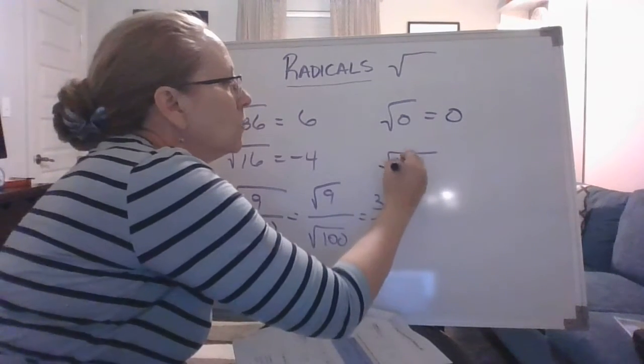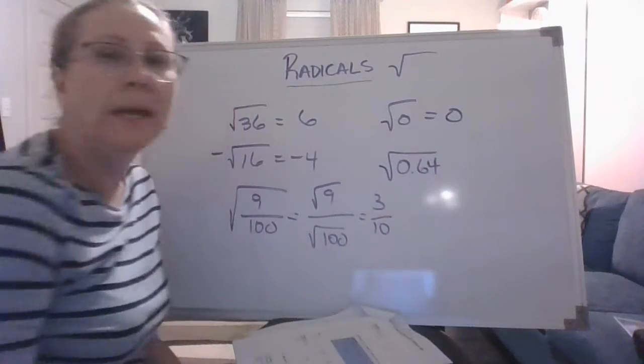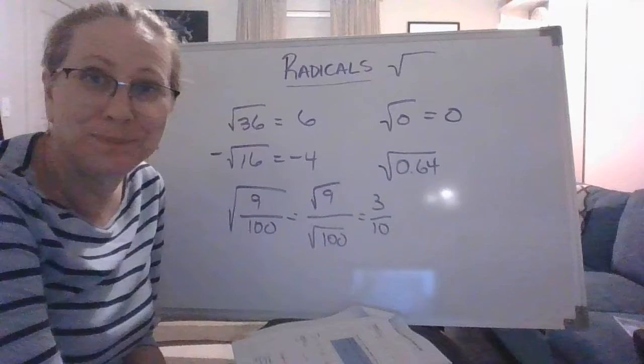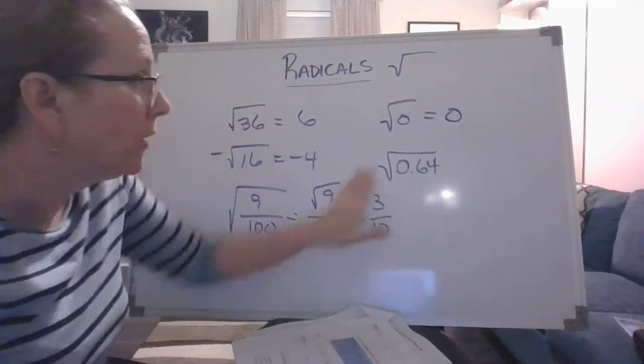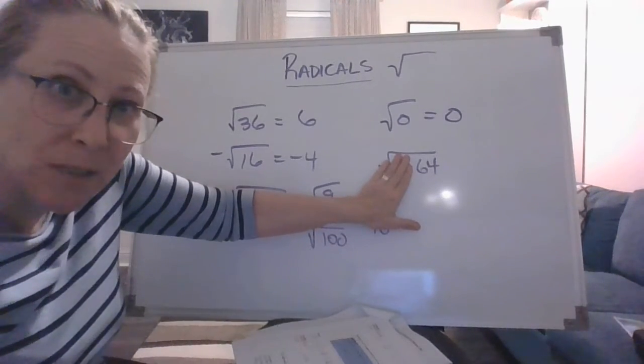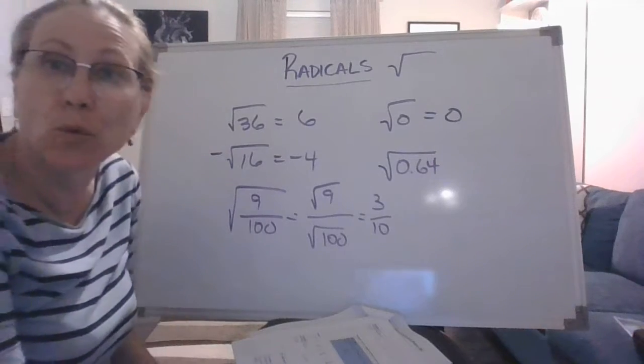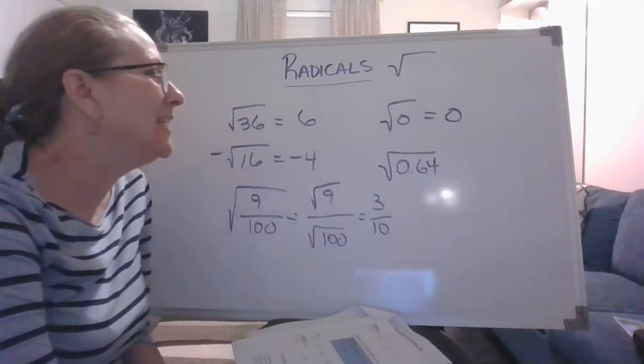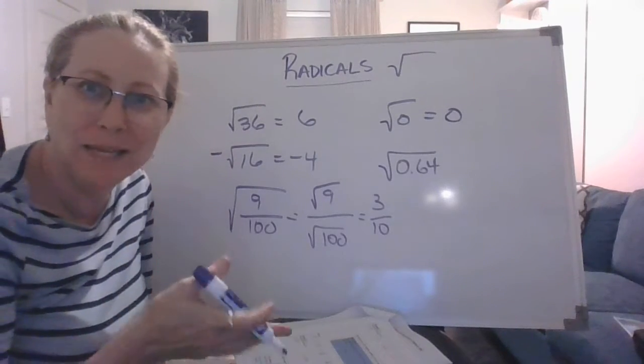You can even take the square root of a decimal. Now, if you notice that you have a decimal number and it is a perfect square number, if the decimal wasn't there, then it's going to be a perfect square as long as the decimal's in the right place.